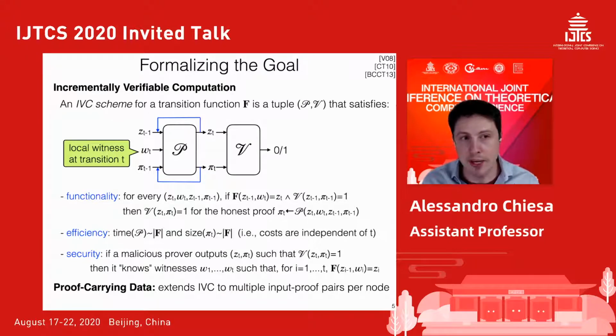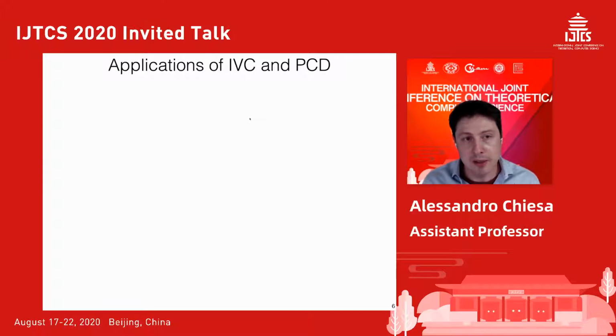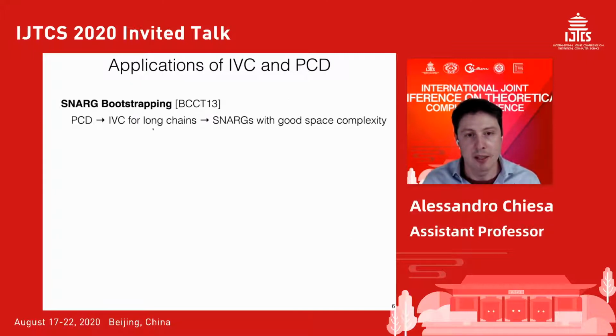Now, why do we care so much about incrementally verifiable computation? Well, there are many applications. First, you can think of incrementally verifiable computation as a stepping stone to constructing snarks with excellent space complexity. So there are certain regimes of snarks that we only know how to construct by basically starting with an inefficient snark and constructing IVC and then obtaining a better snark.